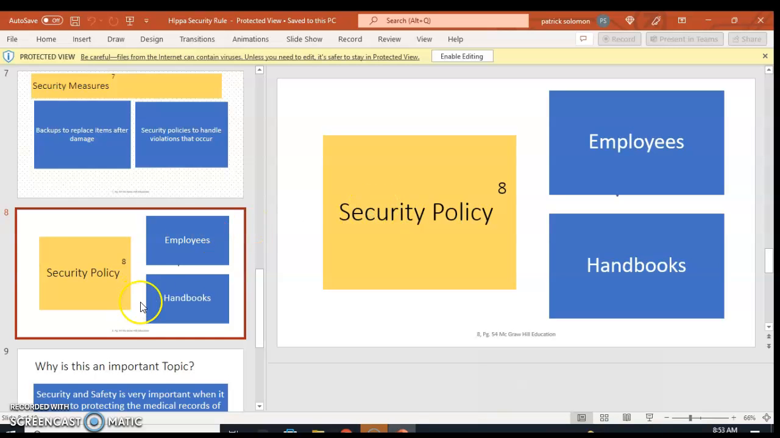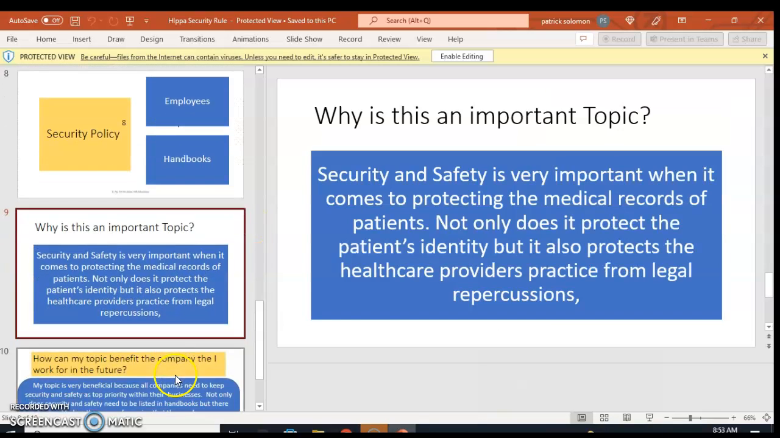This topic is important to me because security and safety is very important when it comes to protecting medical records of patients. Not only does it protect the patient's identity, but it also protects the healthcare provider, the practice, from legal repercussions.